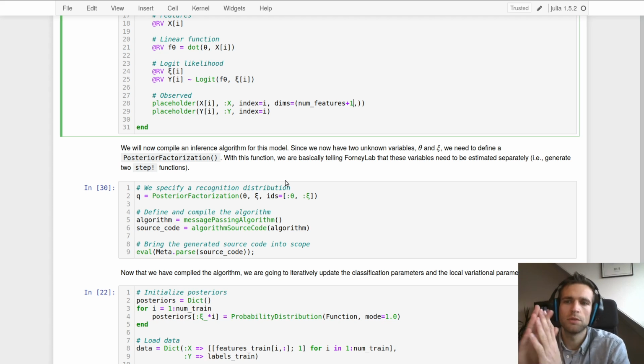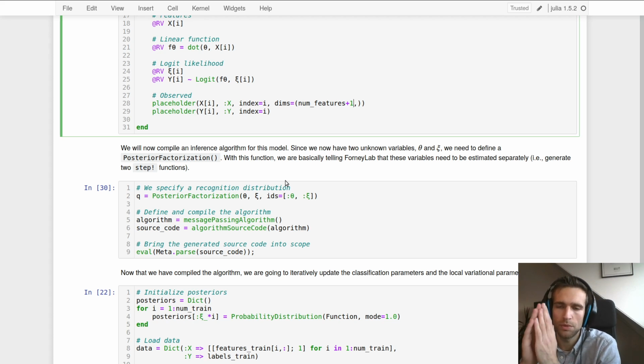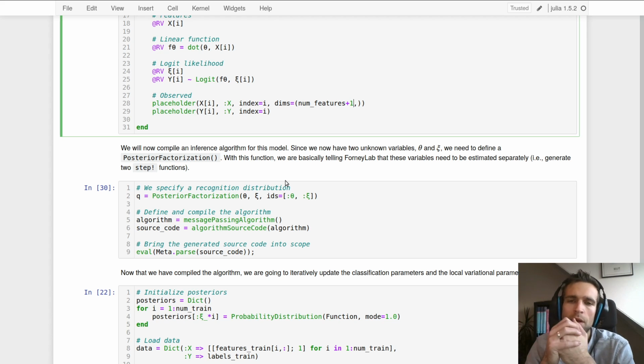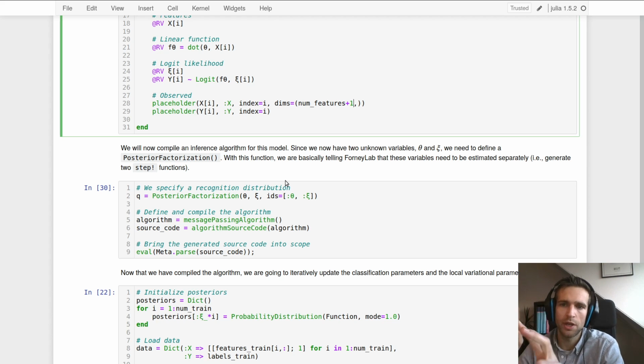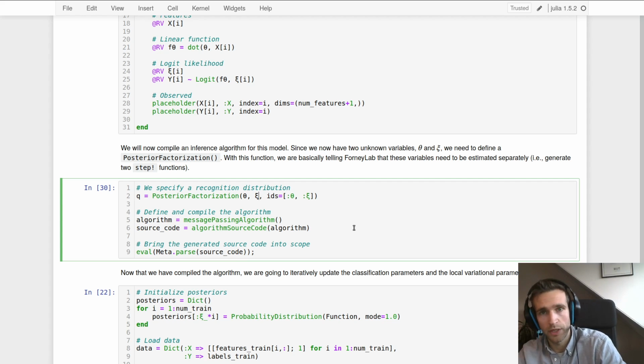But chi is in fact actually multiple unknown variables, but so is theta, and so we use theta to indicate theta 1 up until theta 8, and then chi for chi 1 up until chi n. But so we're going to treat these two as unknowns, theta and chi. We now need something called a posterior factorization. That's a function that you see here, where we're going to tell ForneyLab that it needs to generate two different step functions, a step of theta and a step of chi. And then if you execute step of theta, then you're updating the parameters for theta, and if you execute step of chi, then you're updating the parameters chi.